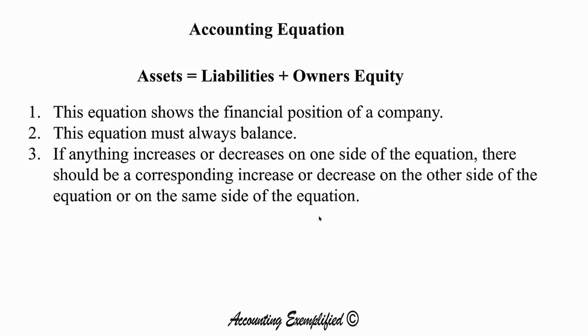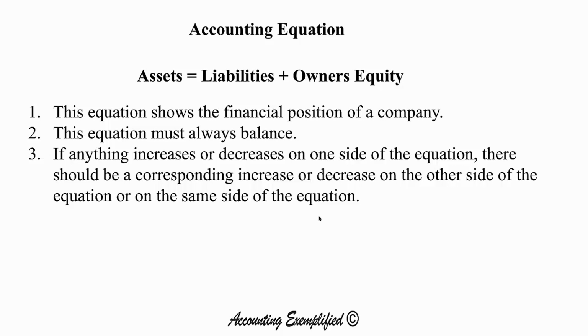This accounting equation, assets equal liabilities and owner's equity, should always be in balance. That is, if anything increases or decreases on one side of the equation, there should be a corresponding increase or decrease on the other side of the equation, or on the same side of the equation. Example: let us say the owner is investing $1,000 cash in the company. Cash is an asset, so assets, which are on the left side of the equation, increase. That $1,000 is an investment from the owners, so on the right side of the equation, owner's equity increases.